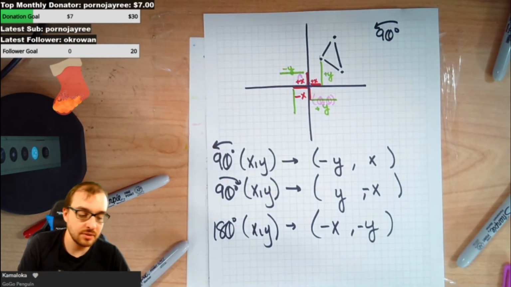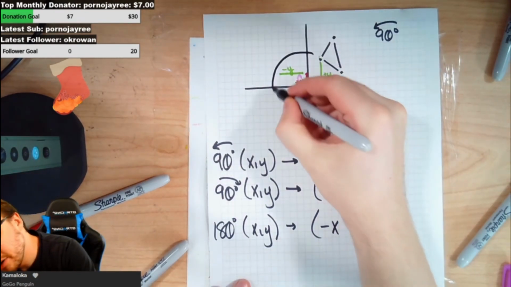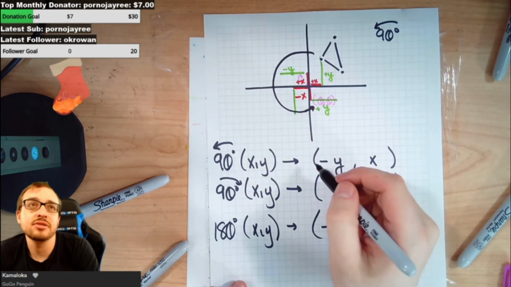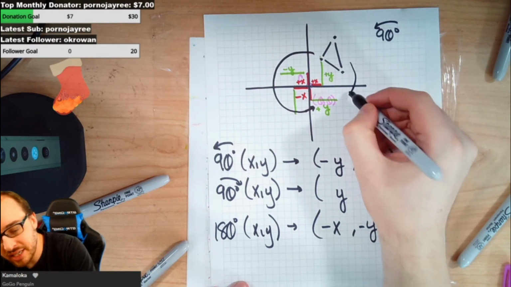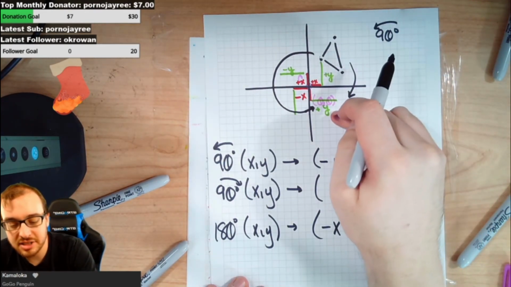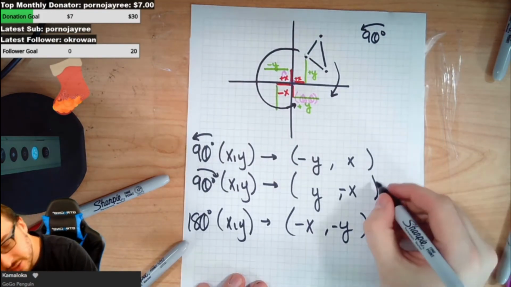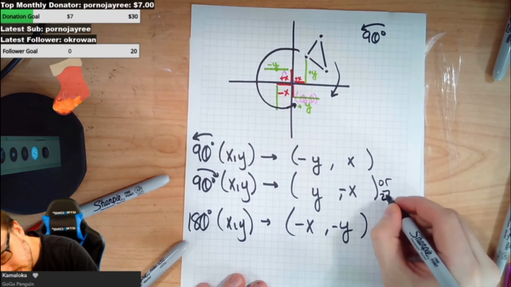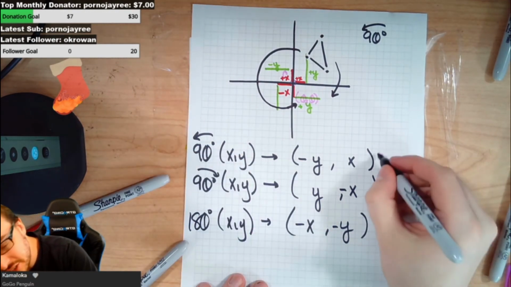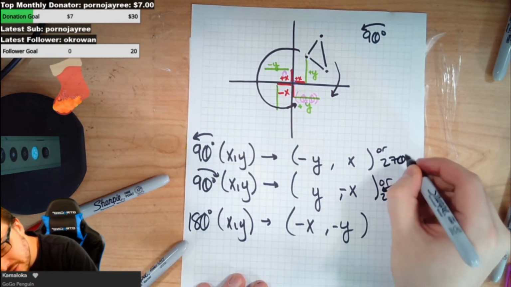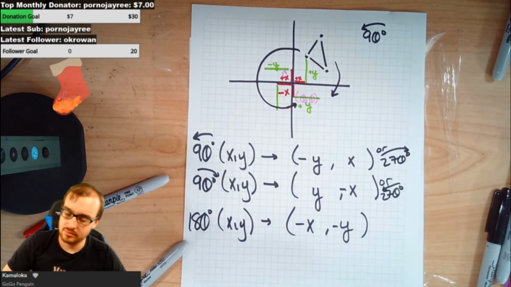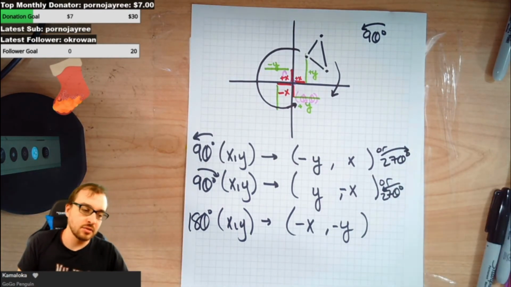For a 270, you can imagine that it's this turn all the way over to here. 90 plus 90 plus 90 is going to get you 270, which is the same as just 90 this way. So a 90-degree clockwise is the same as 270 counterclockwise. And a 90-degree counterclockwise is the same as 270 clockwise. Those are all our basic rotations.